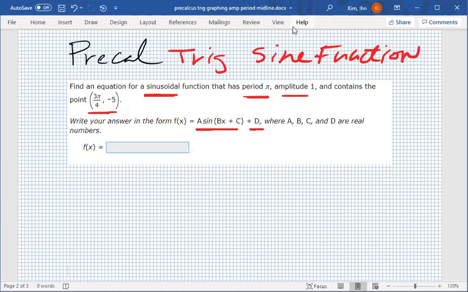Obviously it's in radians, and they even tell you in a form that this is going to be sine. So let's do the easy ones first. First we know that it has a period of pi. Last lesson we learned that the period is 2 pi over the absolute value of b.